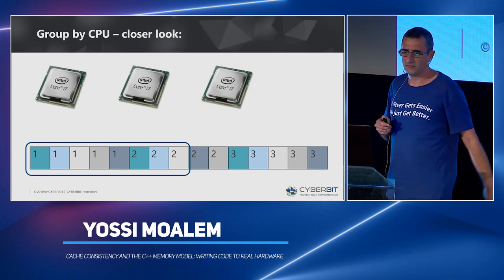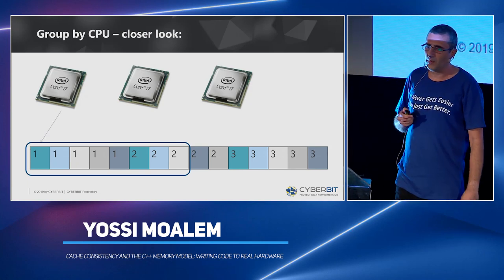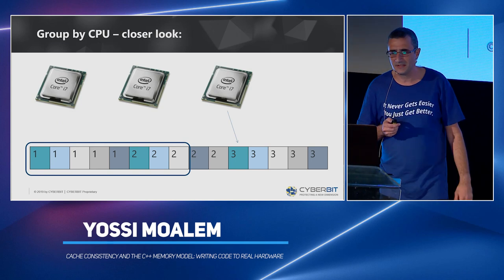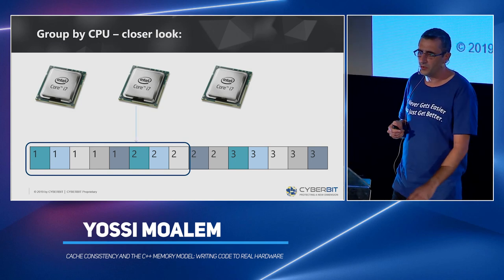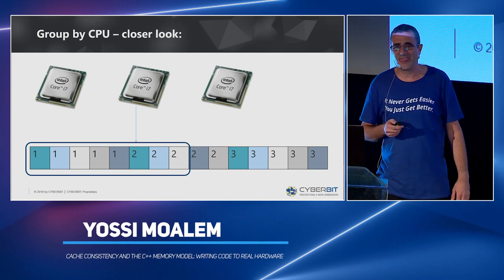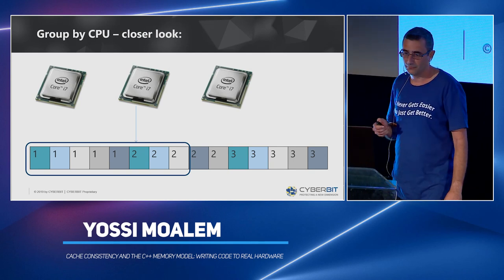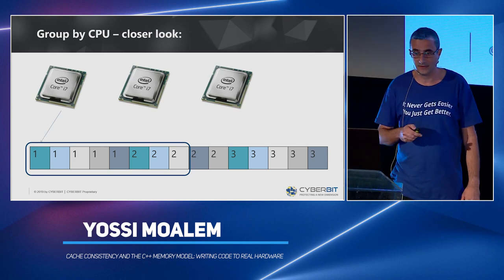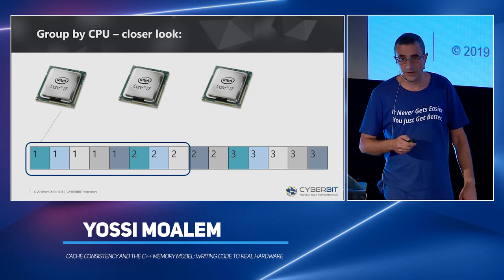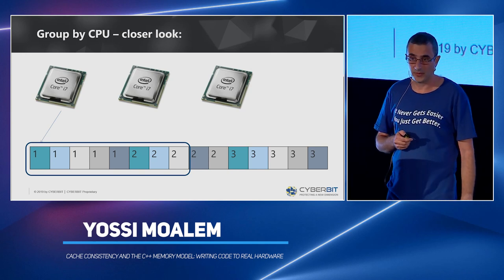I framed here a cache line. So core 1 updates its counter, core 3 updates its counter, core 1 updates its counter, different cache line, all good. But now core 2 updates its own counter, and that invalidates the cache line. And now when core 1 will want to update its own counter again, it will have to fetch the cache line from the beginning.